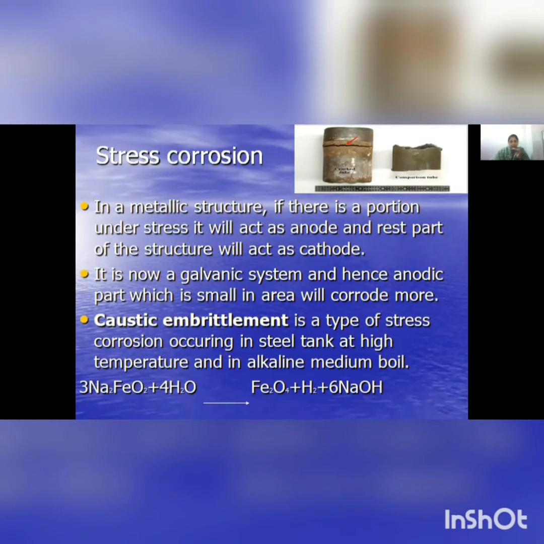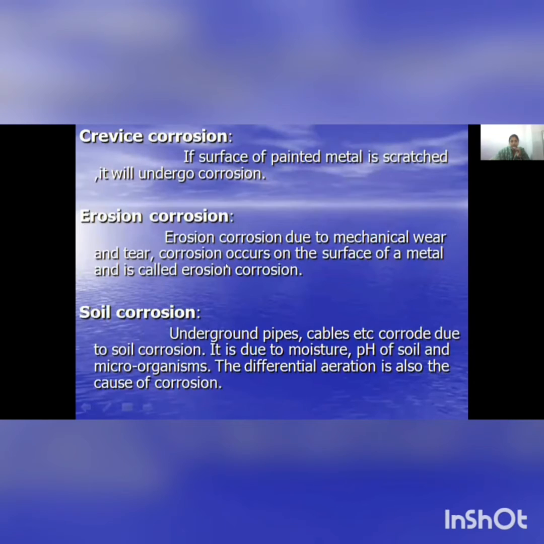And if you take a bent pipe, the bending part acts as the anode. It undergoes corrosion easily. The bottom and the top of the tube do not undergo corrosion. That is the example for stress corrosion.